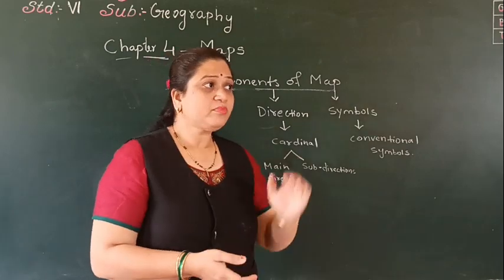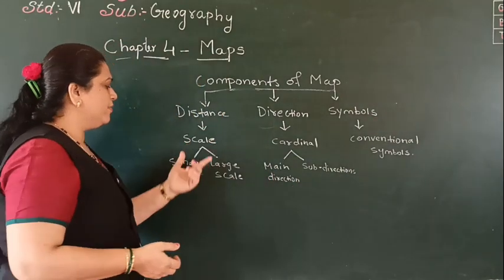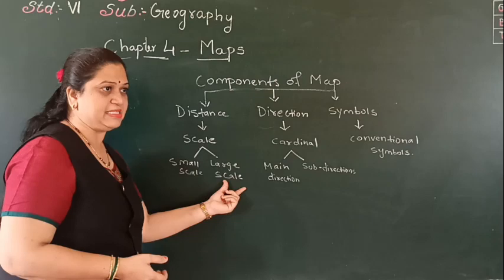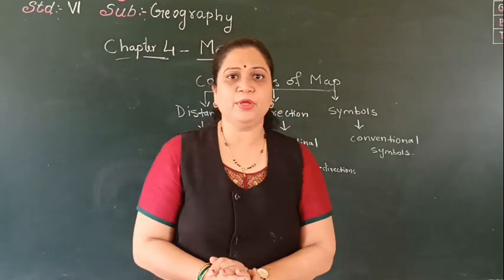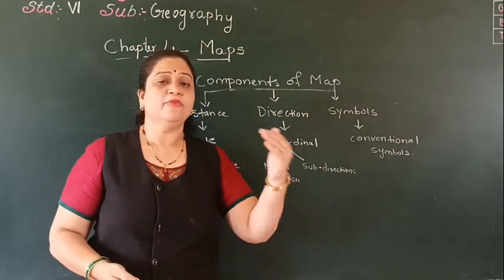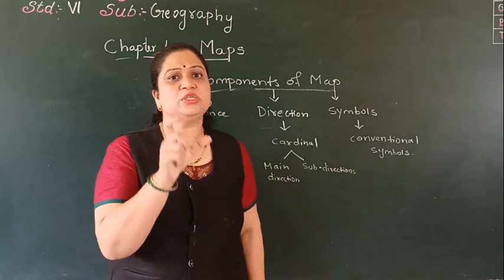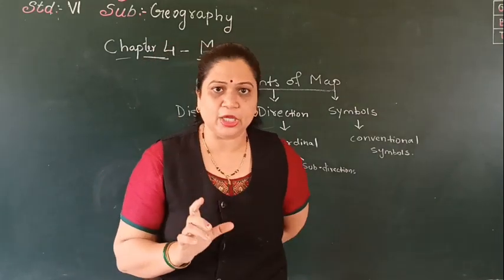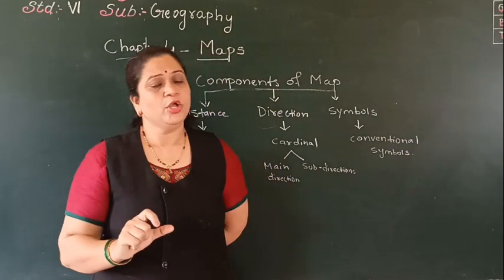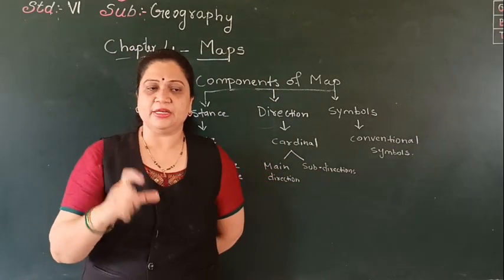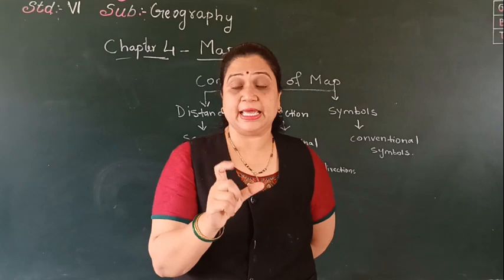But children, again in scale we have small scale and large scale. Now I gave you the example of the distance of a school from your own home is 10 kilometers. So you can use 1 centimeter as 5 kilometers. So 2 centimeters you can show as the 10 kilometers. So it is a small scale.